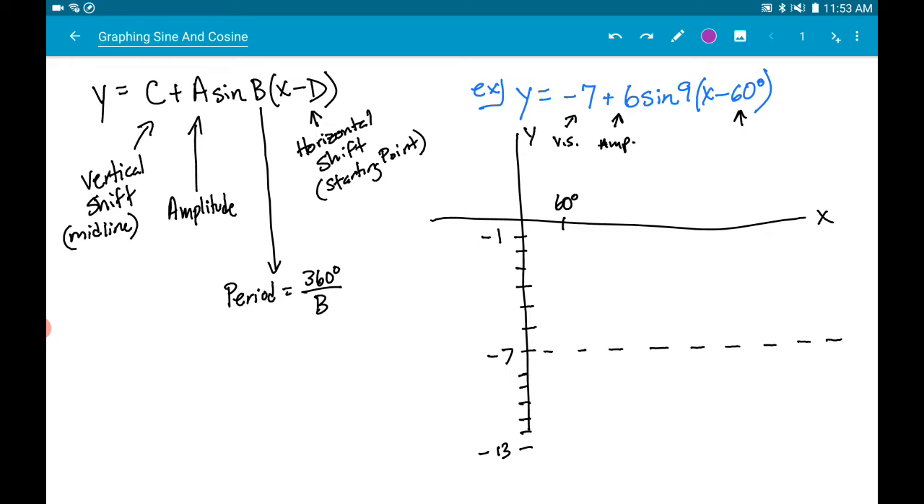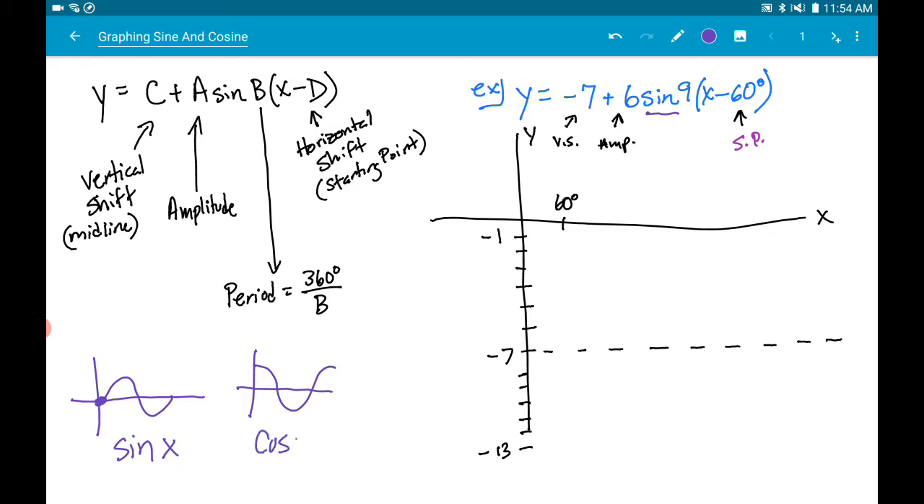So there's my 60, and I'll put SP for starting point. I usually ask, does sine start high or does it start low? Does it start in the middle? When you have sine, remember it always starts in the middle of the graph. And when you have cosine, it starts high. So now the pieces start to come together a little bit. At 60 degrees, since we found the highest point to be -1, it's going to start there. And what's going to happen is it's going to go down and come back up.